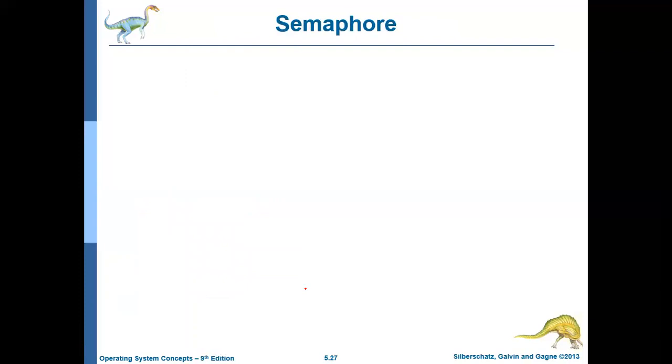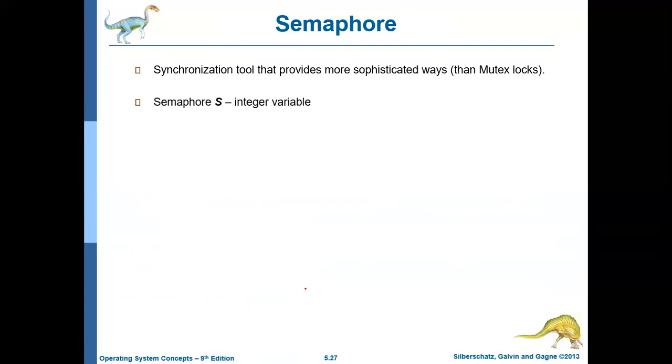Okay, the next concept we will be discussing is semaphore. Semaphore is a more robust solution to the critical section problem than Mutex lock. This is also a software-based solution, and here semaphore is basically an integer variable.